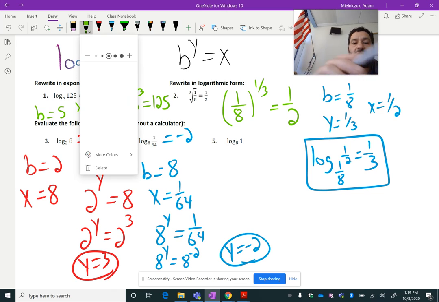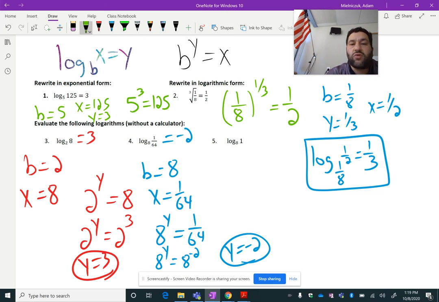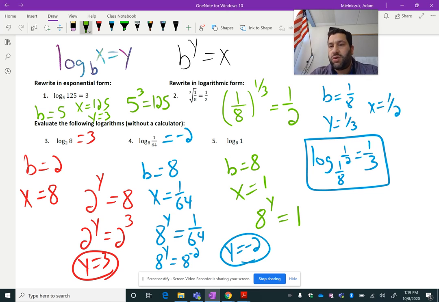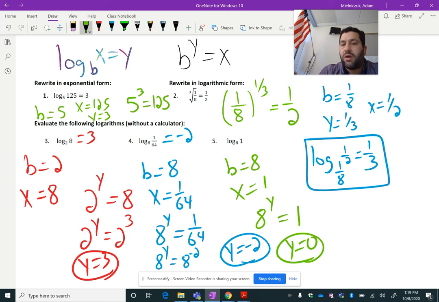And for the last one, okay, take your time to write out what each variable is. We know b is 8. We know x is 1. And we want to know when 8 to what power equals 1. Well, how do we get 1? Like, what's the one number we can raise everything to get 1? That would be 0. Anything to the 0 power is 1. So here our answer would be 0.